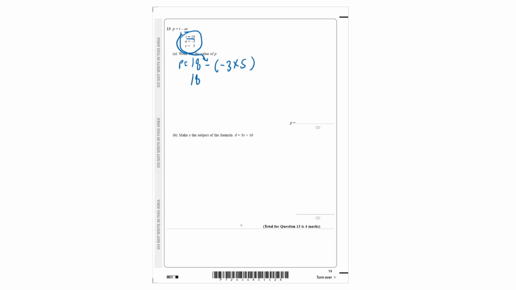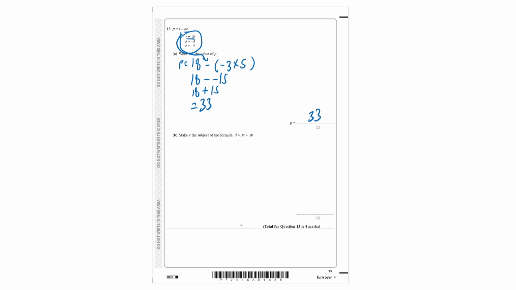Now we have 18 minus negative 3 times 5 is negative 15. And when you subtract the negative, it becomes adding. So it's 18 plus 15, which is equal to 33. So P is equal to 33.